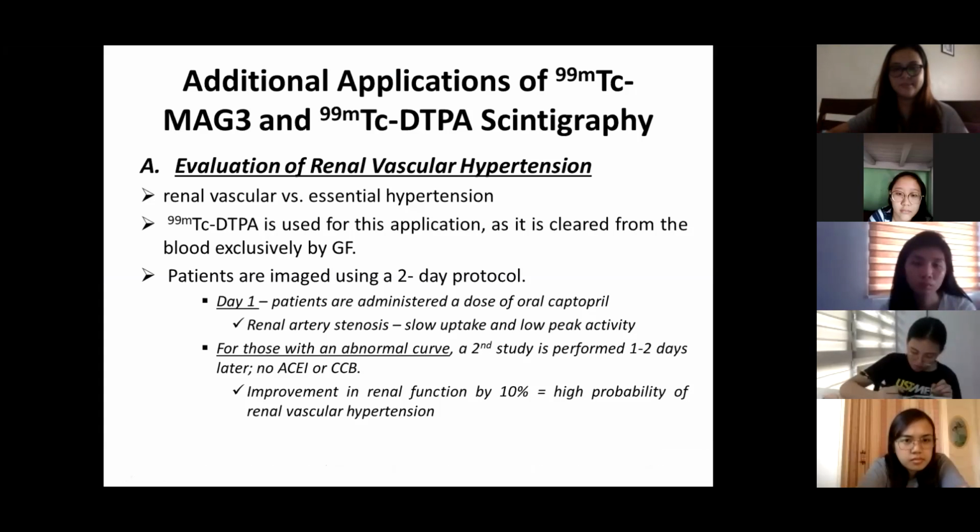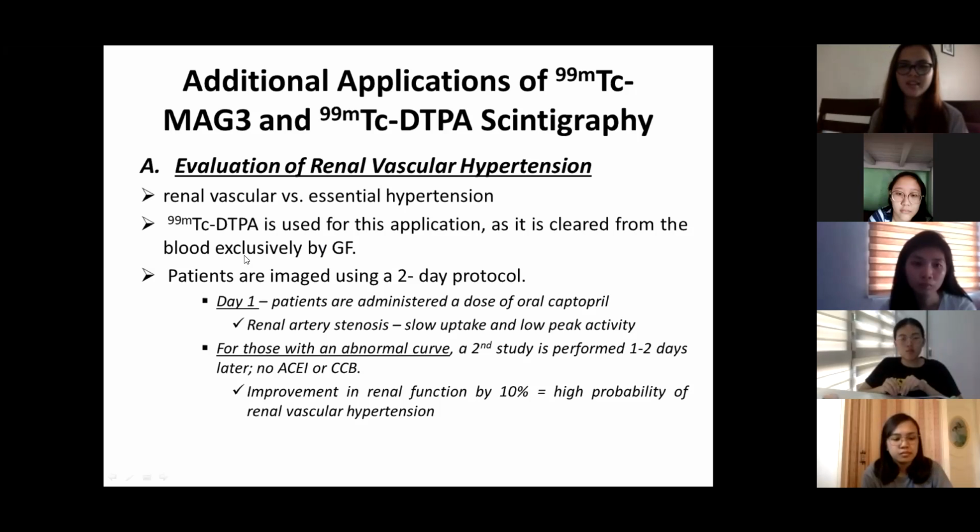Additional applications of Tc-MAG3 and Tc-DTPA scintigraphy. First, for the evaluation of renal vascular hypertension. This is used to differentiate between renal vascular hypertension and essential hypertension. Tc-DTPA is used for this application as it is cleared from the blood exclusively by glomerular filtration. Patients are imaged using a 2-day protocol. On day 1, patients are administered a dose of oral captopril.